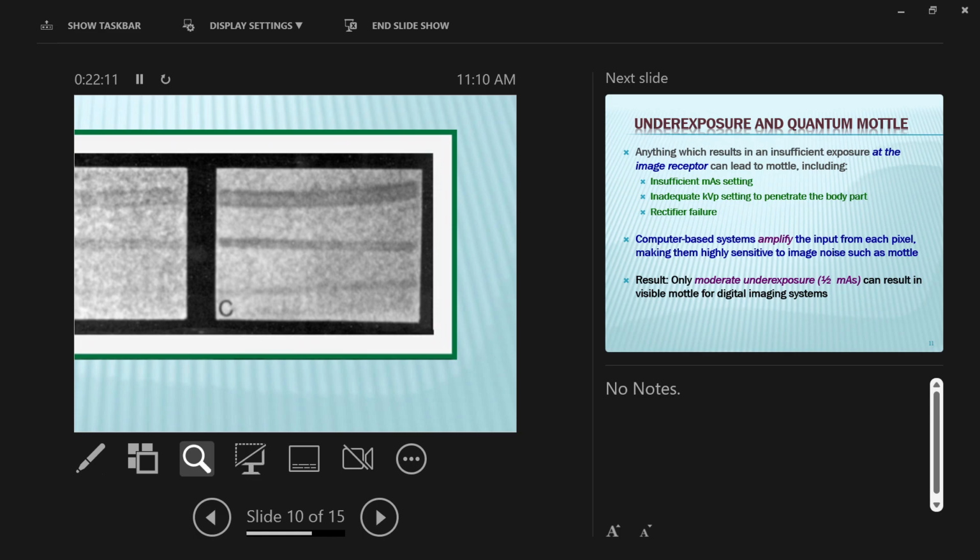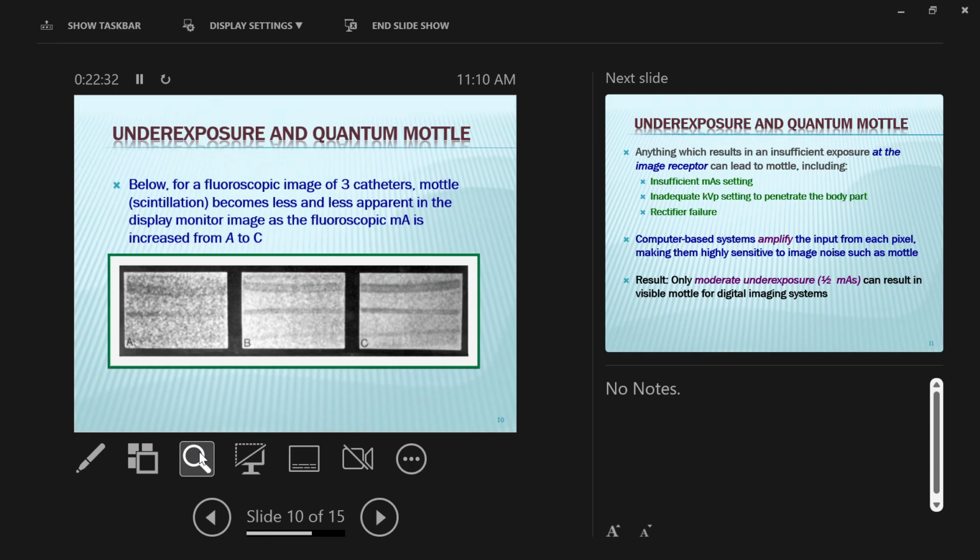And then we get to image C. Let's say we double the mA again. I now see a nice clearer dark line representing the catheter, another line representing this thinner catheter, and now I can start to make out better that there is a third catheter on that image. It's more visible on my screen, and I bet it's even more visible in the textbook. The point remains, though, that mottle becomes less visible as you increase mA or time or both.